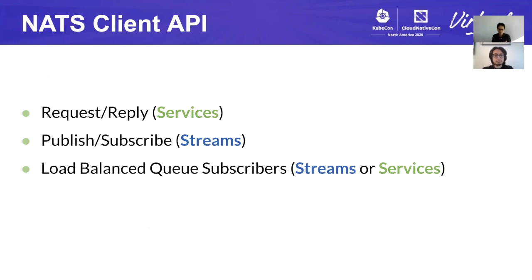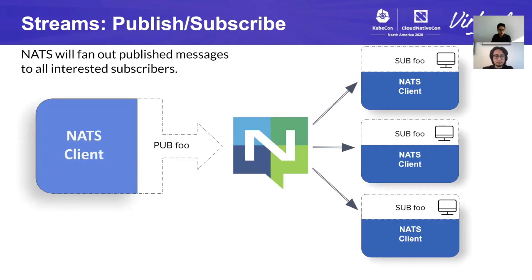In terms of the API from the clients, whenever you're using request and respond, we're talking about services. Those are usually load balanced using the queue subscriptions, but you can use a queue subscription for either services or streams actually. And whenever we do a regular publish, broadcasting a message, or having a stream of messages, we're of course talking about streams.